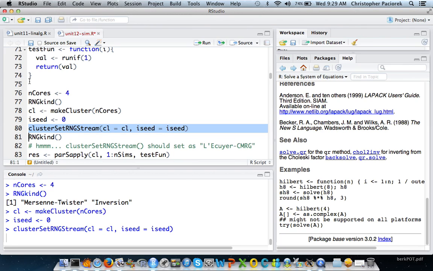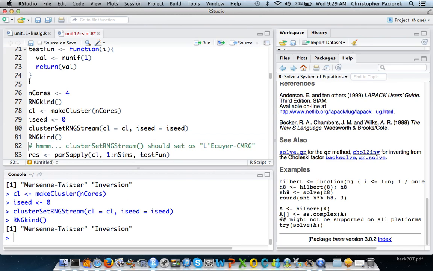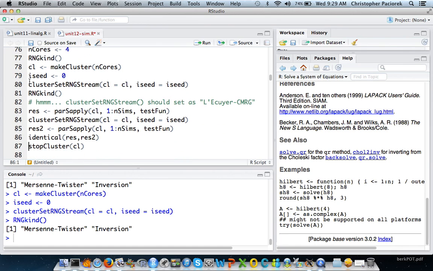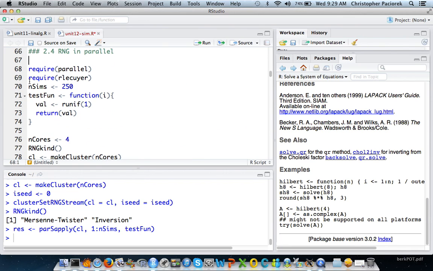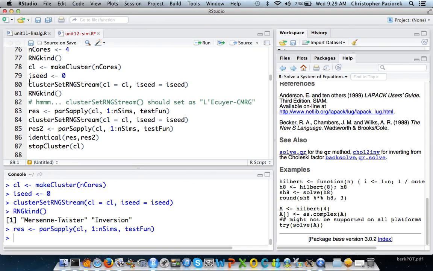It turns out if you look, it doesn't look like it's changed anything in the master process, but it is actually using the Lecuyer algorithm on the workers, so it is working. Then I would go ahead and do whatever parSapply calculations I want to do. In this case, that's just going to generate some individual random uniforms. I set nSims to be 250, so I've got 250 tasks and 4 workers. I'm dispatching the 250 tasks to the 4 workers, and each worker is doing some subset of the tasks.